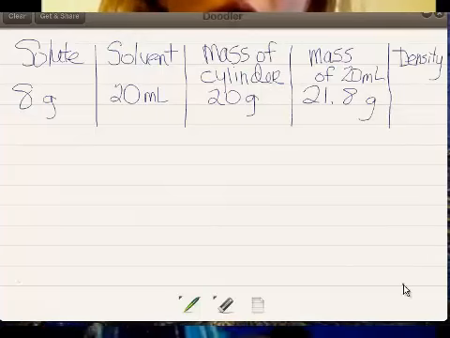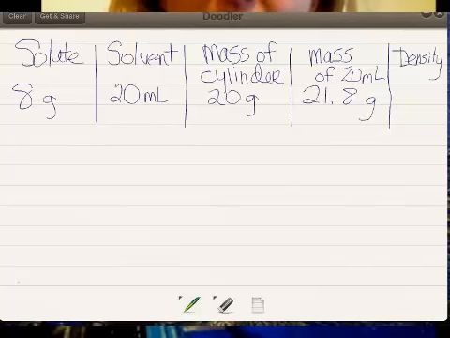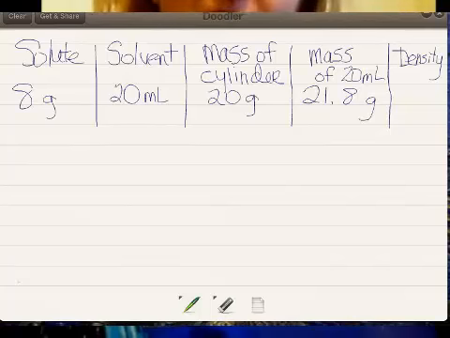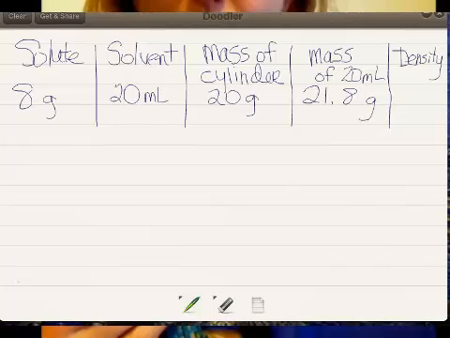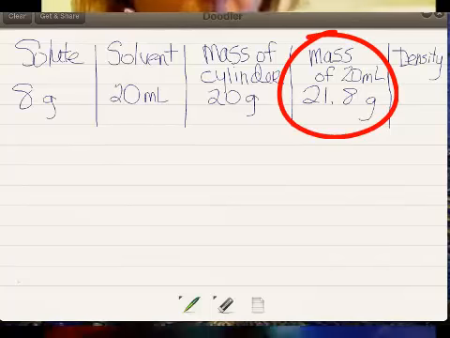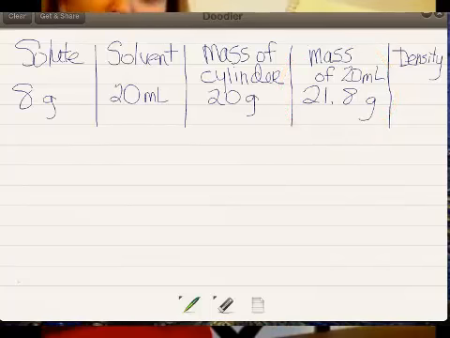What we're going to do is take the weight that you found by calculating out how much the liquid weighed all by itself, which was 21.8, and the amount that you had was 20 milliliters. So all you have to do is set this up like a math problem using our equation.